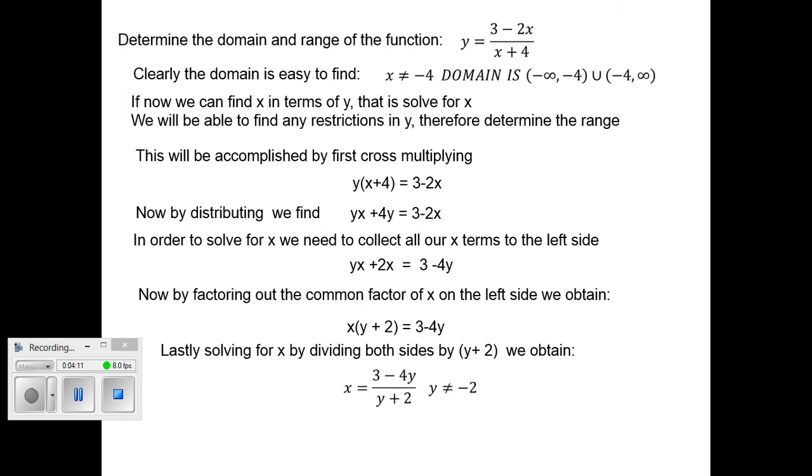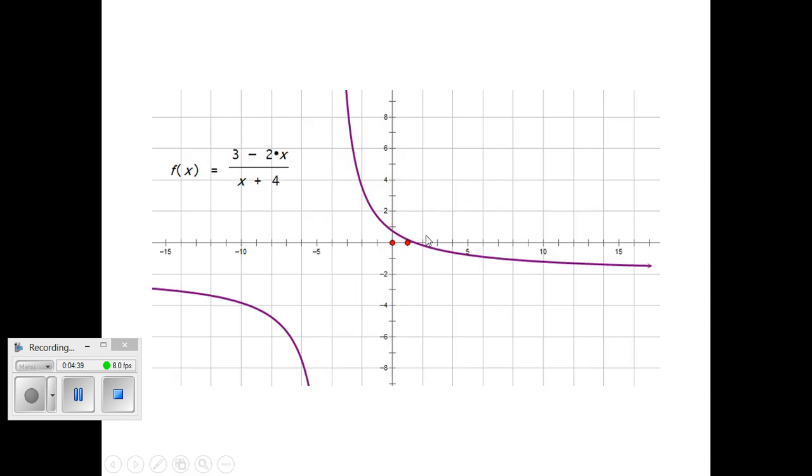And having x by itself, we can clearly see that y is not going to be equal to negative 2. Since that is what y cannot equal, we now know that the range is everything but that, which is negative infinity to negative 2, along with from negative 2 on out. So given the domain, and there's our picture of that function, which clearly says that, as we saw, x cannot equal negative 4. So here's negative 4, and there's an asymptote occurring there.